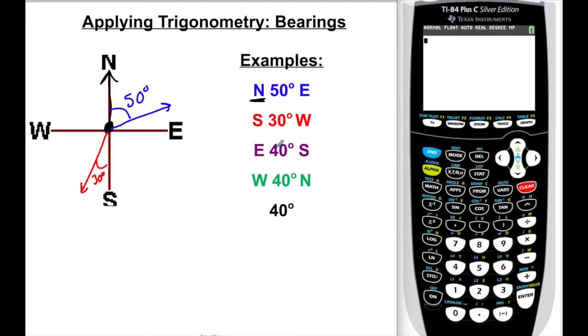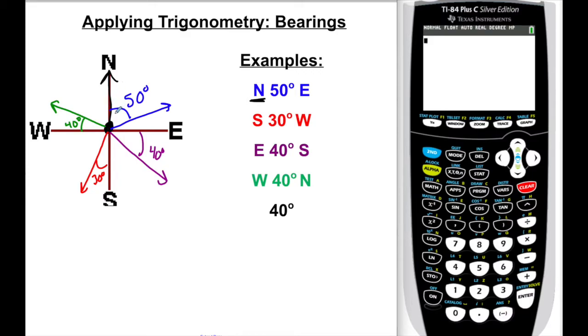This says 40 degrees south of east. This is 40 degrees south of east. Okay, and then finally I've got 40 degrees north of west. Okay, so this is 40 degrees north of west.